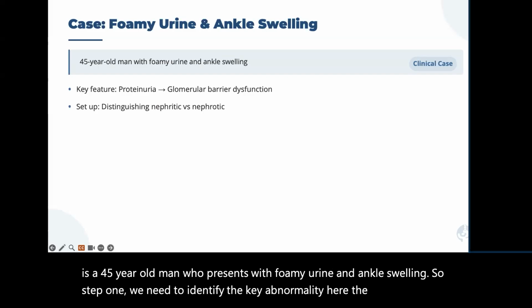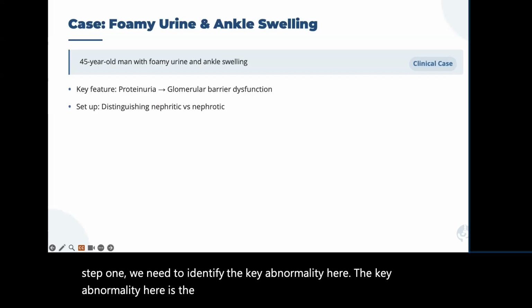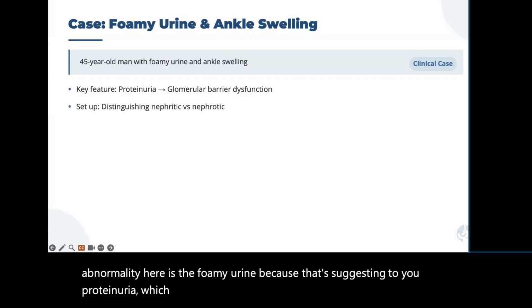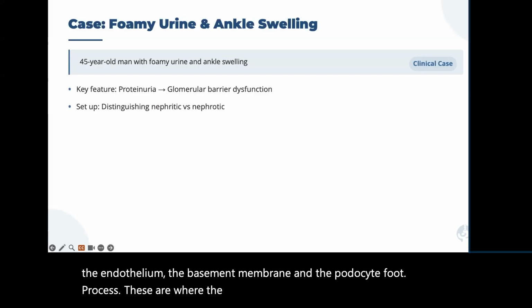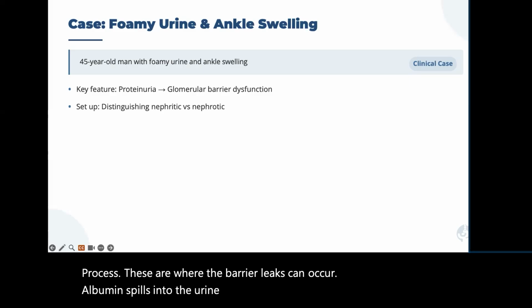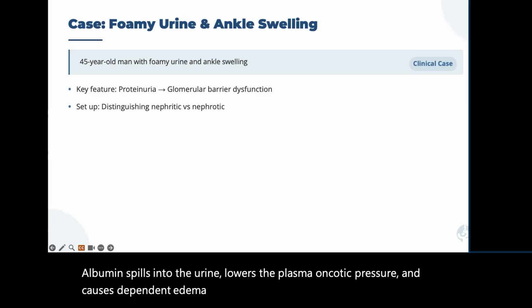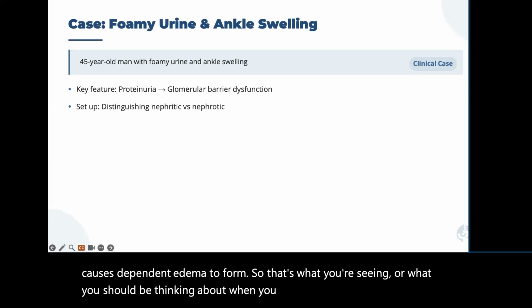The key abnormality here is the foamy urine, because that's suggesting to you proteinuria, which means a loss of integrity in the glomerular filtration barrier. The endothelium, the basement membrane, and the podocyte foot process, these are where the barrier leaks can occur. Albumin spills into the urine, lowers the plasma oncotic pressure, and causes dependent edema to form. So that's what you should be thinking about when you see foamy urine.